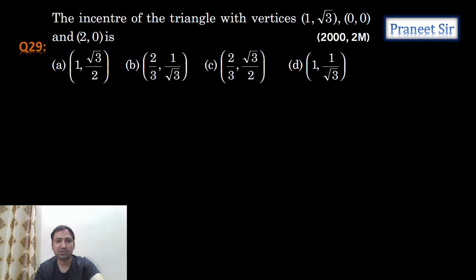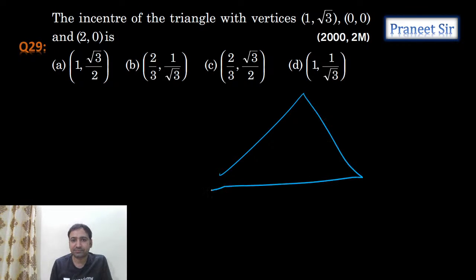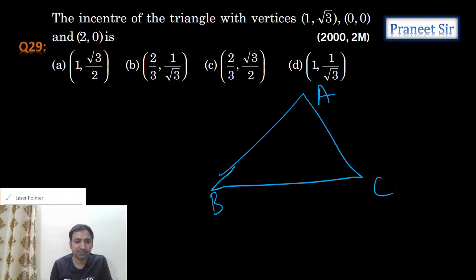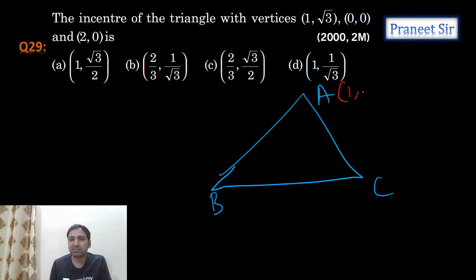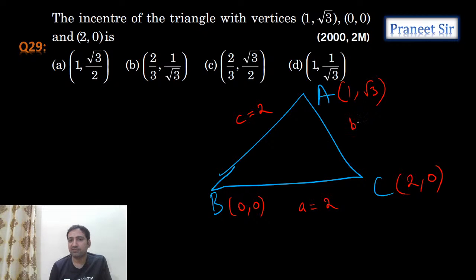Right. Chalo, let's move to the next question. Yeah, this is the next question. The incenter of the triangle with vertices given, then what is the incenter? Same method guys, already we have done one problem on incenter. Let's take vertices A, B, C. A is given as (1, root 3), B is given as (0, 0), and C is given as (2, 0). We can calculate small a, the distance between these two points, which is 2, and small c, which is 2 units, and the distance between these two is also 2.